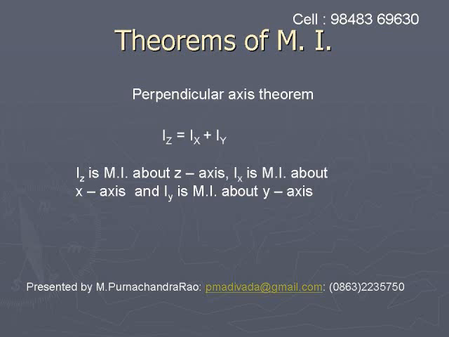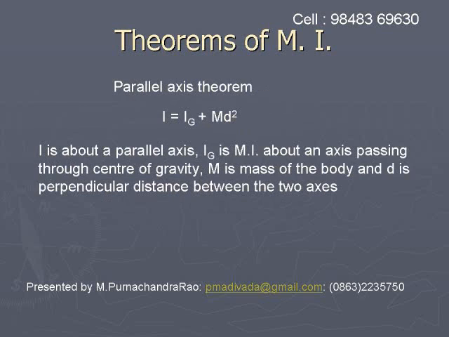In the perpendicular axis theorem, Iz indicates moment of inertia about z axis. Ix, Iy indicate moment of inertia about x axis and y axis. In the second theorem, I indicates moment of inertia about a parallel axis. Ig indicates the moment of inertia passing through the center of gravity. M is mass of the body. D is the perpendicular distance between the two axes.